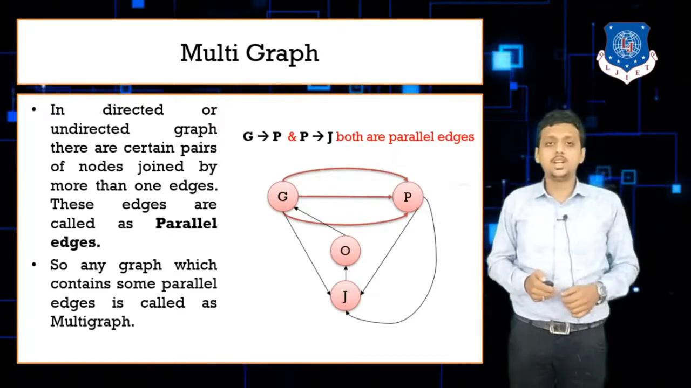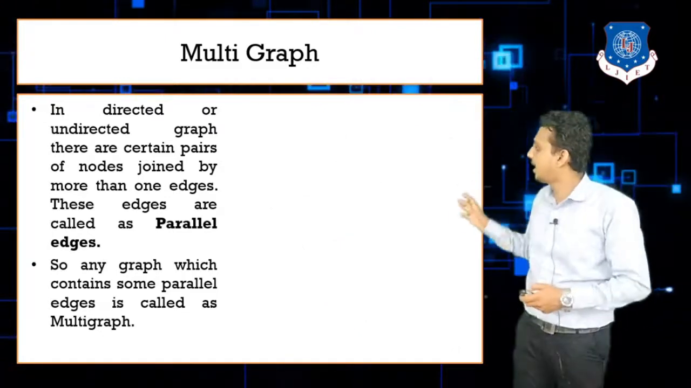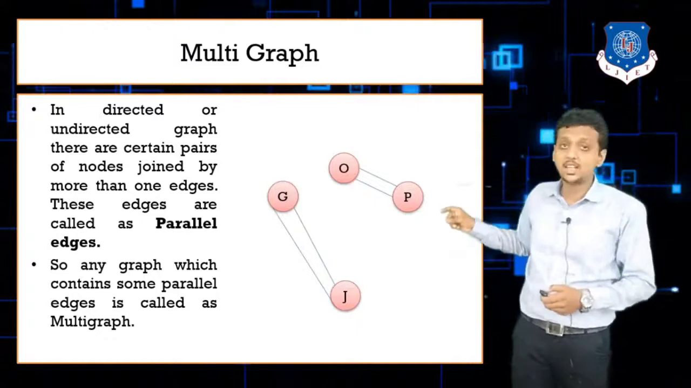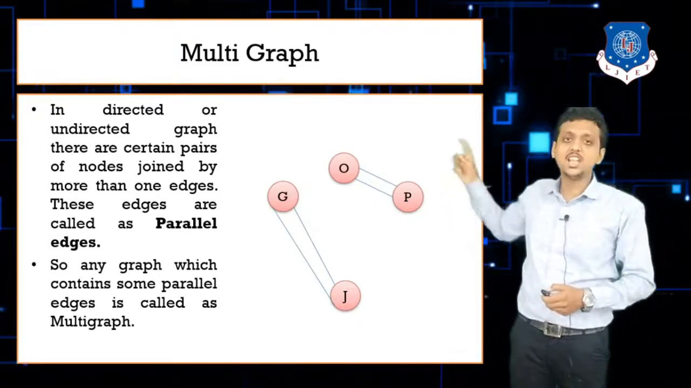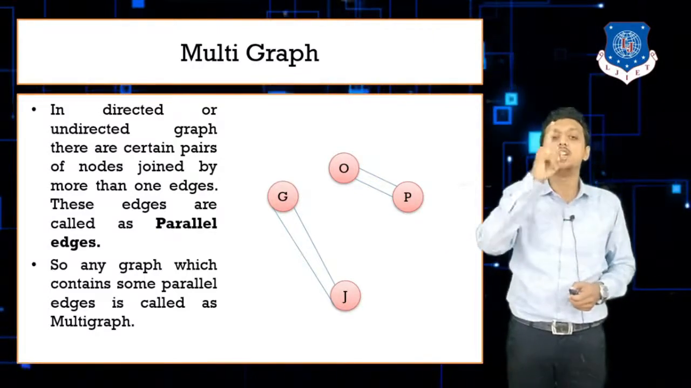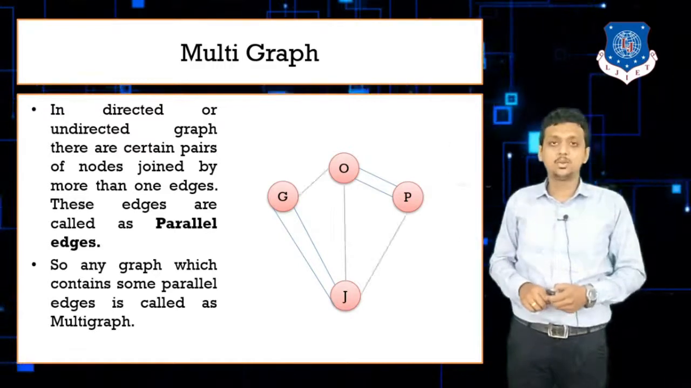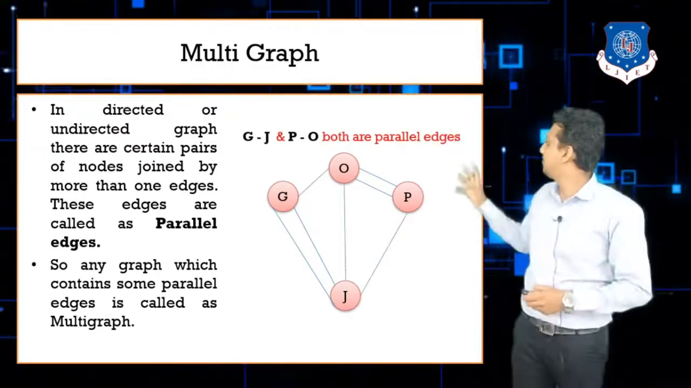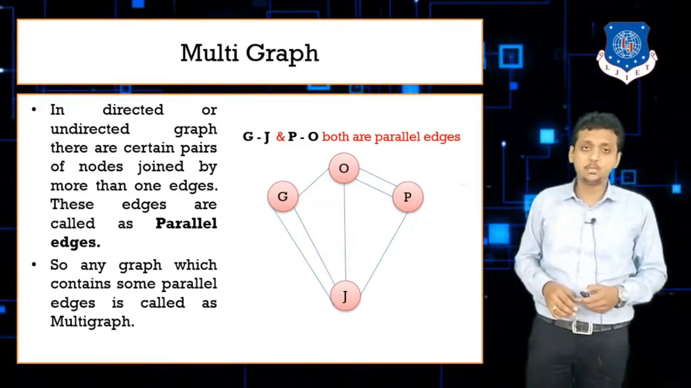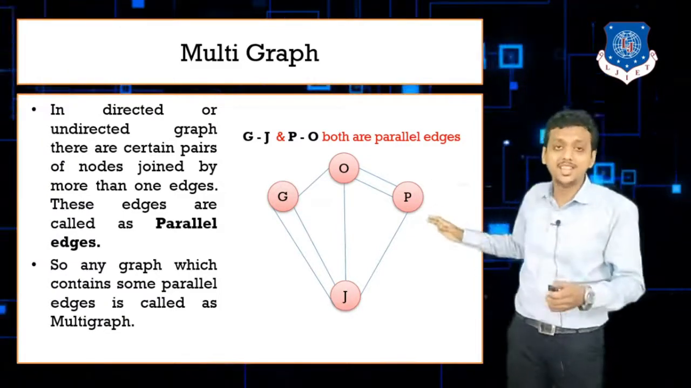Now let me show you another example of a multigraph with an undirected graph. So here we have, students, an undirected graph where OP are connected with each other and GJ are connected with each other with more than one edge. So these edges are known as parallel edges. So here GJ and PO, or OP, whatever you can say. GJ or JG both are the same. Same like that, OP and PO both are the same because this is an undirected graph.